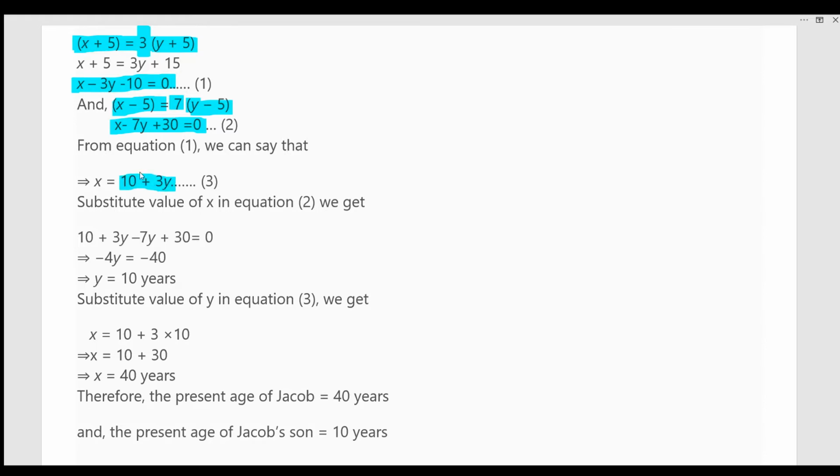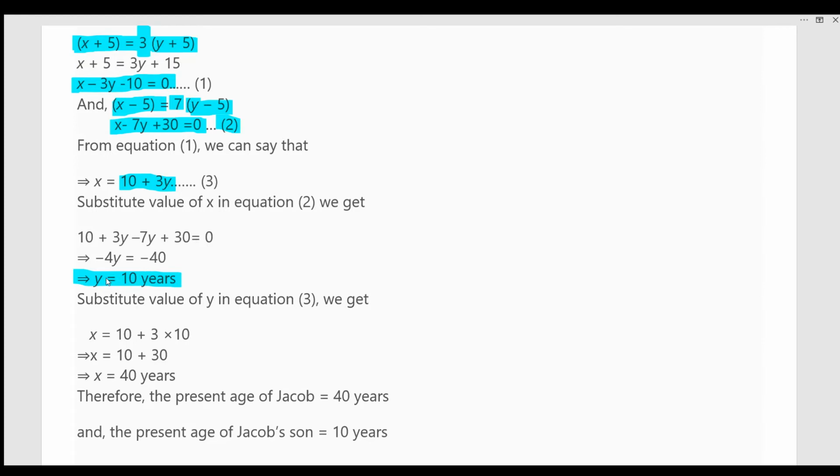Now let us substitute this value of x in second equation. So we will get 10 plus 3y minus 7y plus 30 is equal to 0. Continue. You will get y is equal to 10 years. So we got the value of y. y is the age of his son. So the age of his son is 10 years.